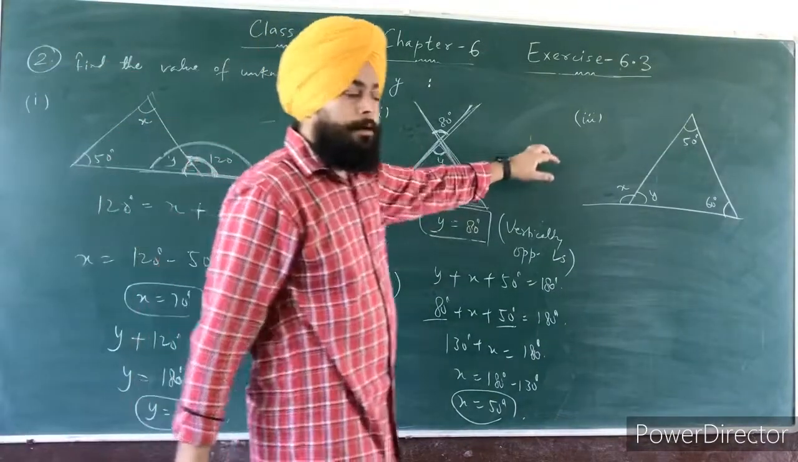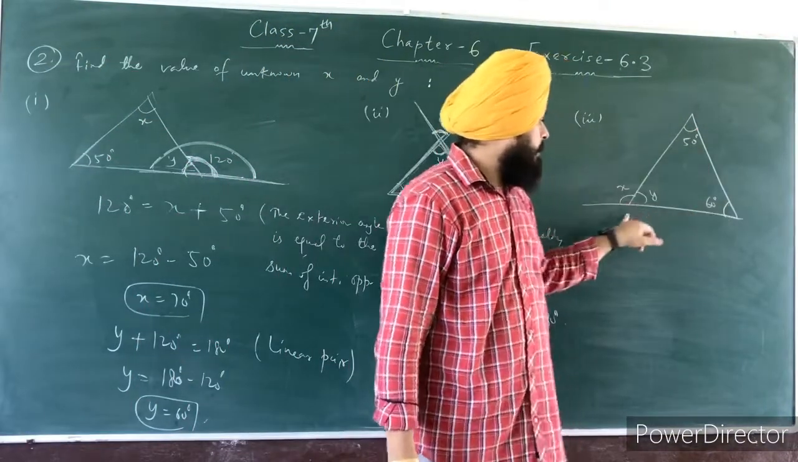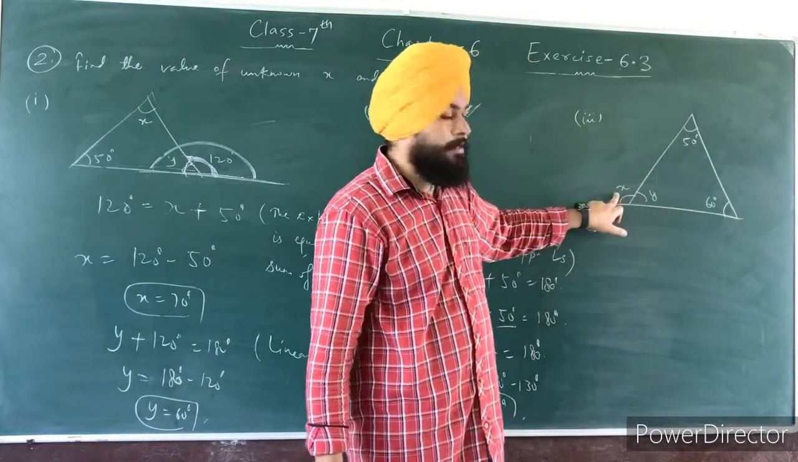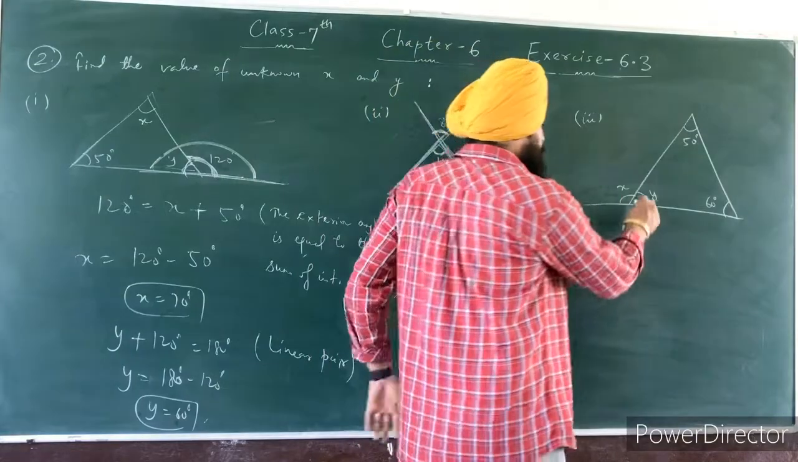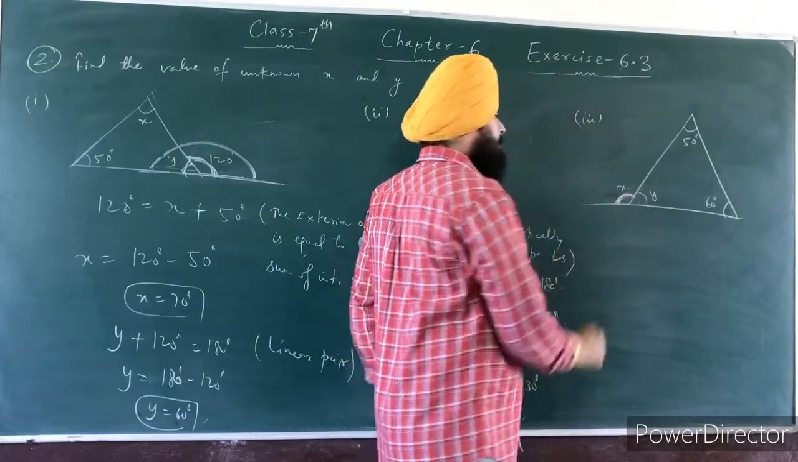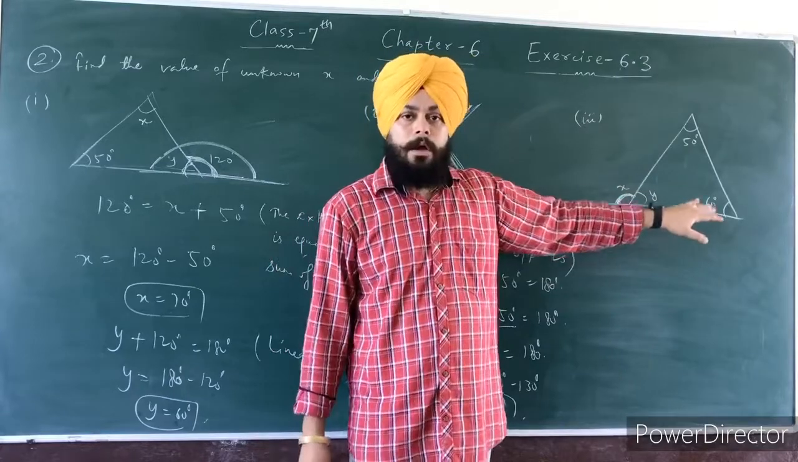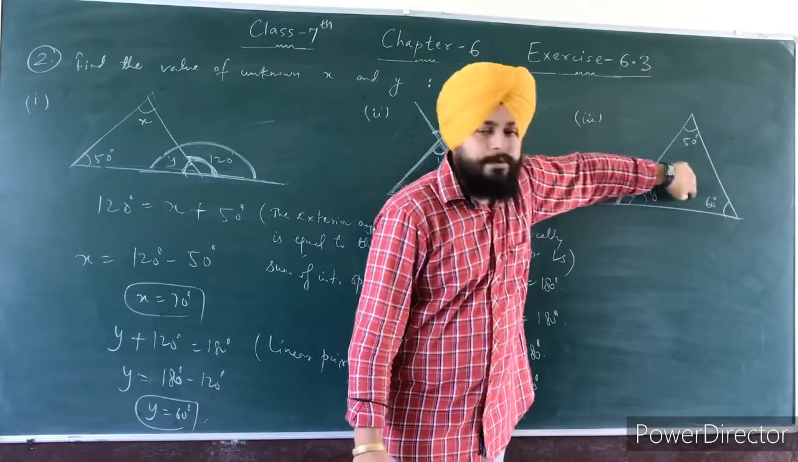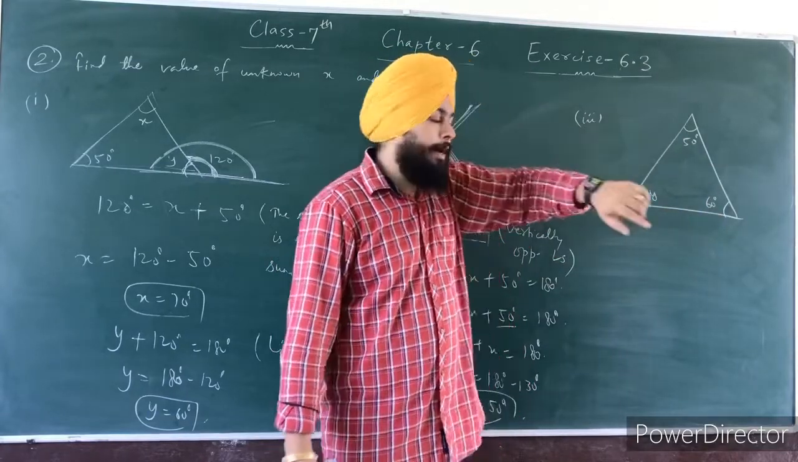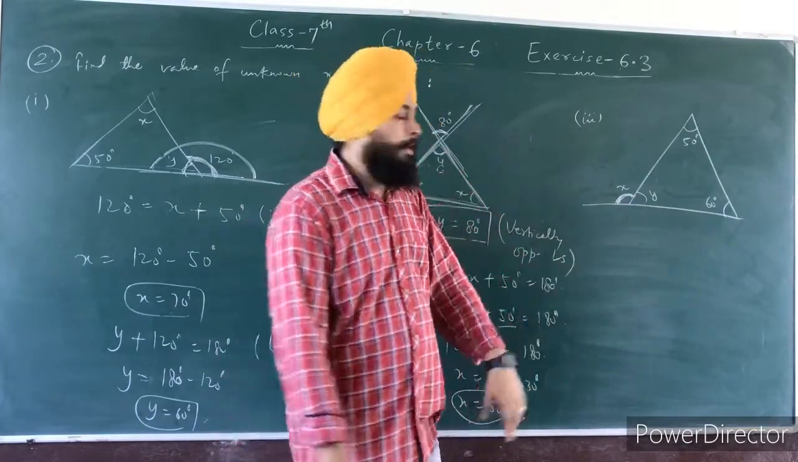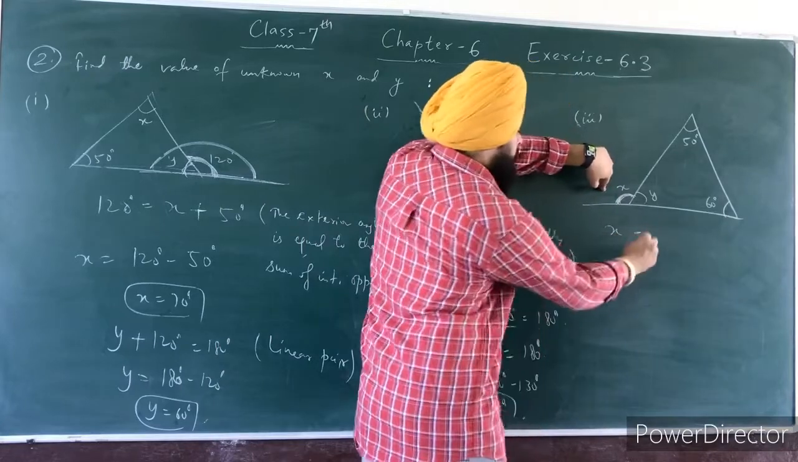Next, this is the third part. You can see a triangle is given. The measure of this angle is 50, this is 60. So this is y and this is x. First you can find the measure of x or you can find y. You can find either one, x or y. If you find y, then you can use the angle sum property. If you find x first, then you can use the property of exterior angle. Alright. So we can first find the measure of angle x.